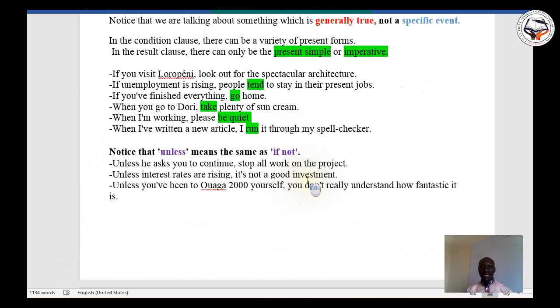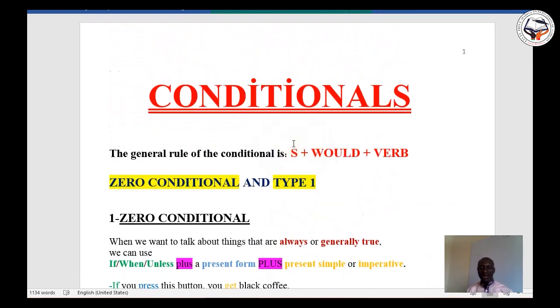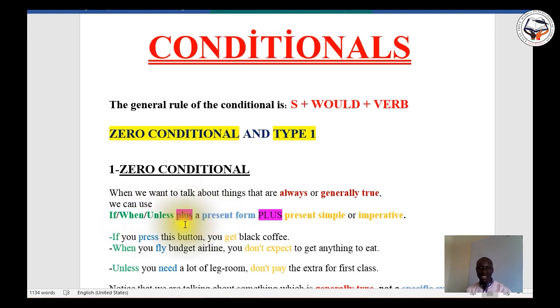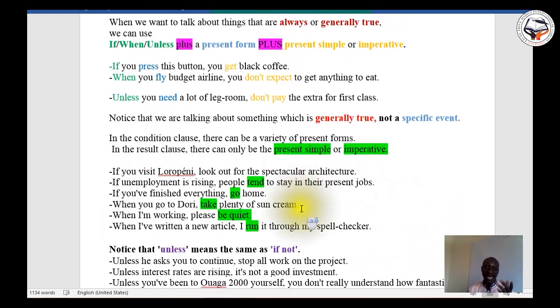Okay, very simple. So let us recap what I have just said. We have started dealing with the conditionals, and we'll see two parts: the zero conditional and the first conditional. Generally, if you want to use the conditional, the rule is subject plus would plus verb. The zero conditional is used to talk about something which is always true or generally true. You can use if, when, or unless plus a present form, plus the present simple or imperative.